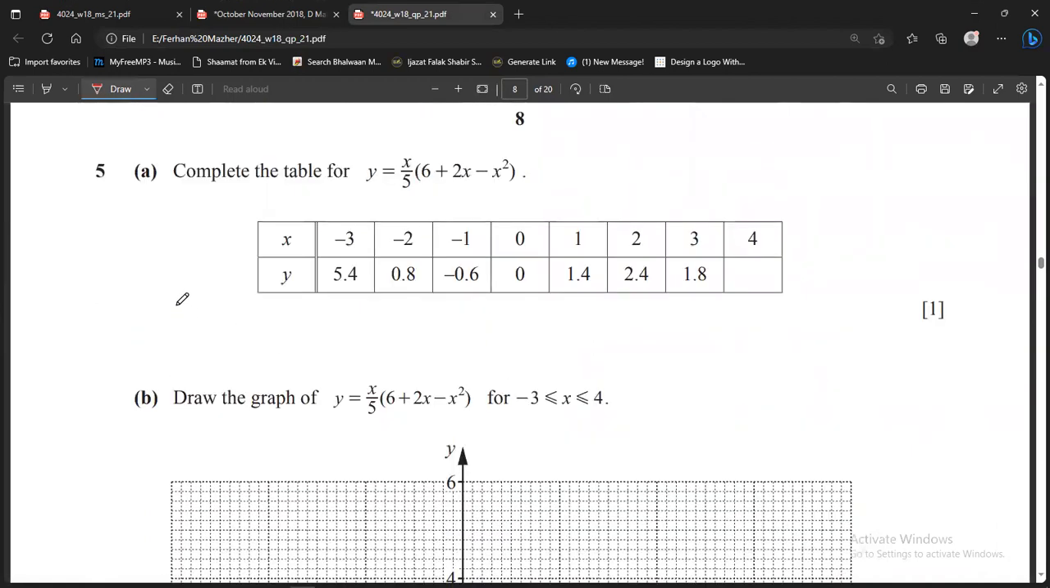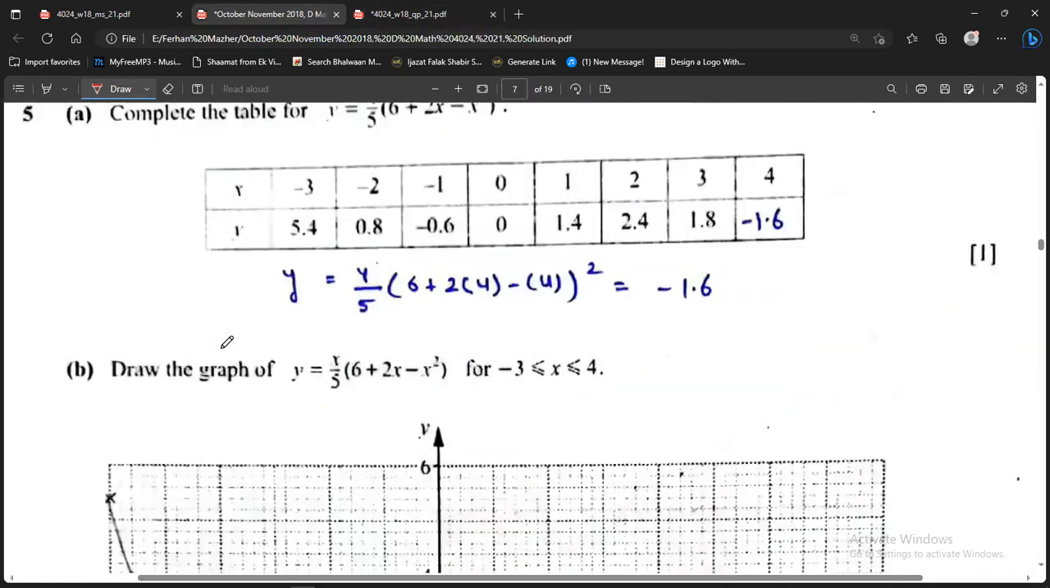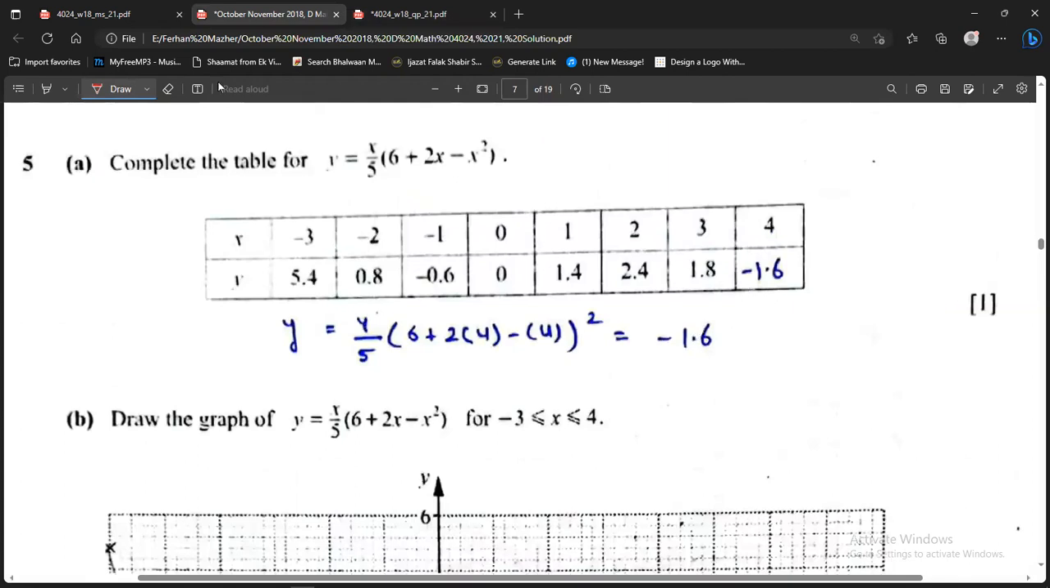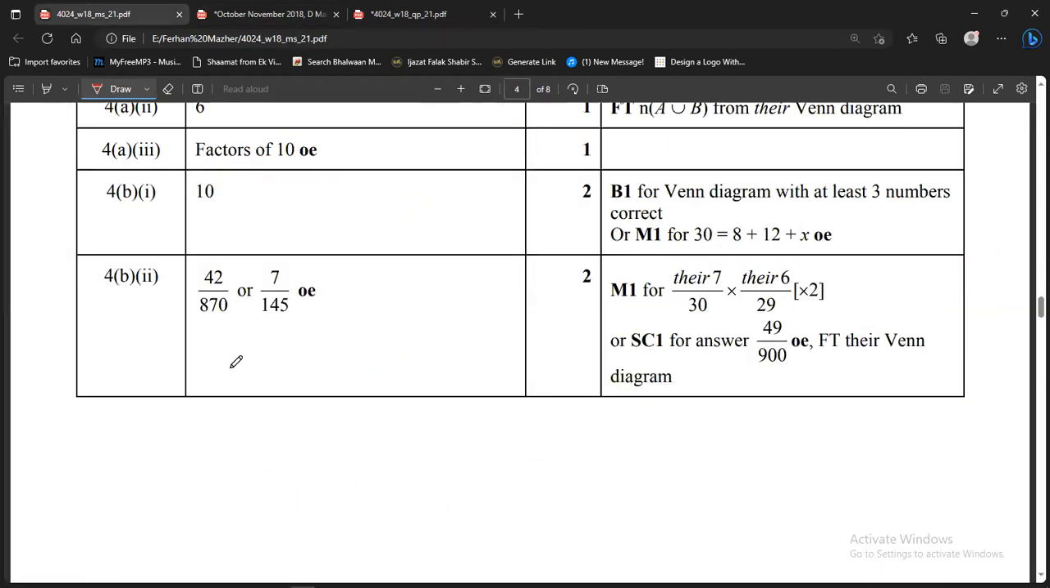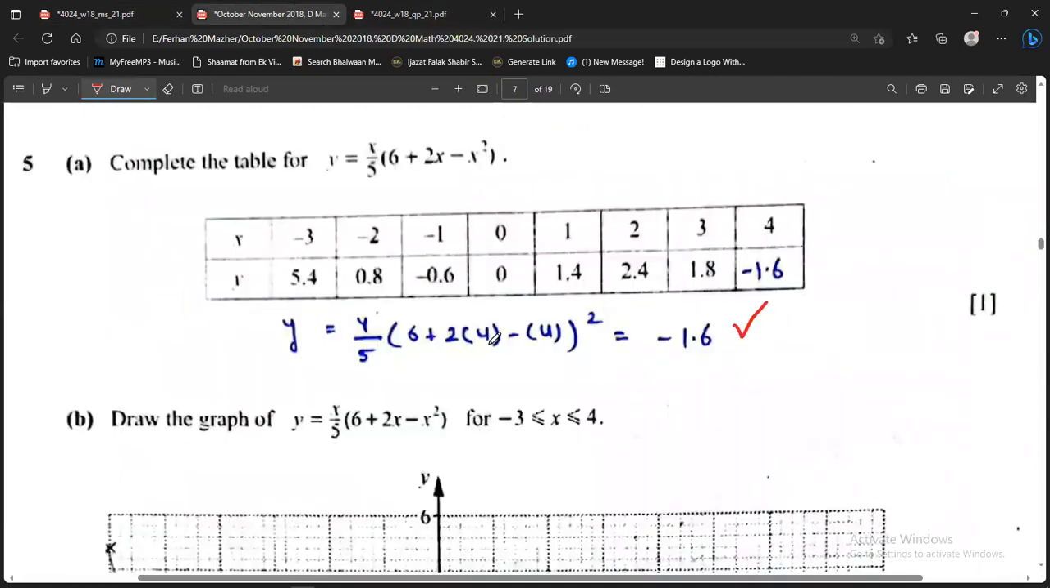Okay, question number 5, part a. It says complete the table for y equals x divided by 5, bracket start, 6 plus 2x minus x squared. So I need to find out what is the value when the x is 4. So I will enter here 4 divided by 5, bracket start, 6 plus 2 multiply 4 minus 4 square, bracket close. Just enter this in your calculator and you will get the answer. So the answer will be minus 1.6. Minus 1.6 is the right answer, sir.